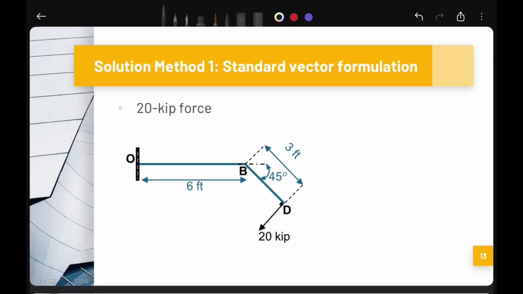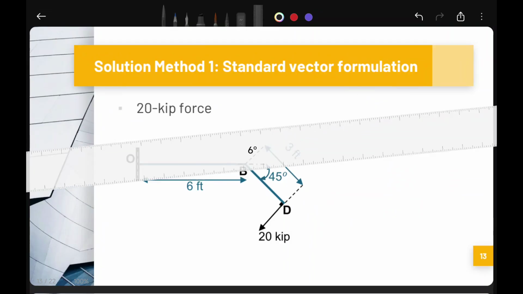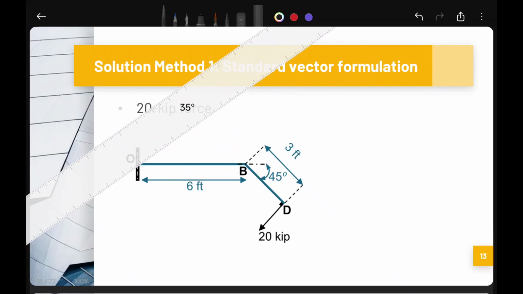The last force is the 20 kip force. We will apply a similar strategy. First, draw our reference line.